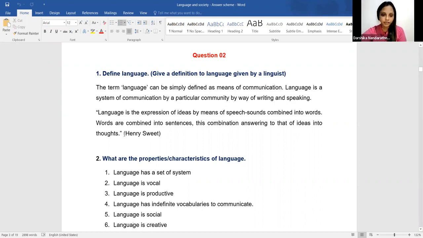So within brackets. That is how we give definitions. Okay, the definitions given by somebody else.